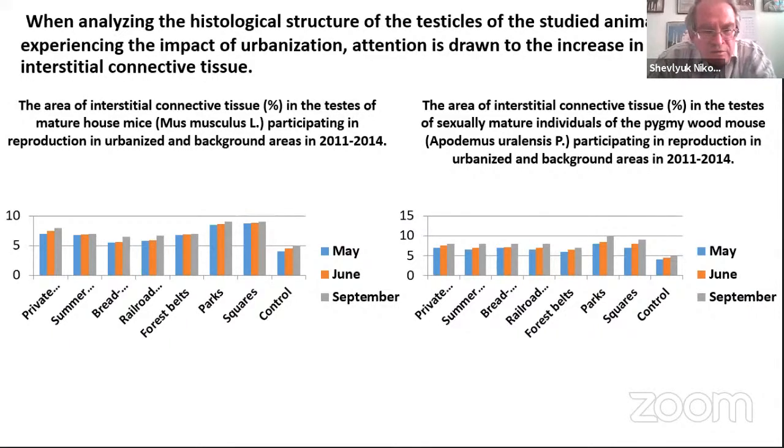So, the very bad environment in town for animals is parks and squares. The territory has very many stressor factors, many dogs, many people, many cars, and animals do not live in this territory. What territory do animals like in town? A house, like the first, fifth, or ninth floor of a house. But I think nobody can answer this question.